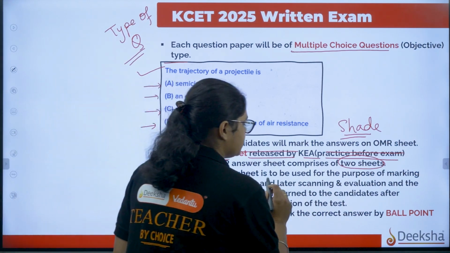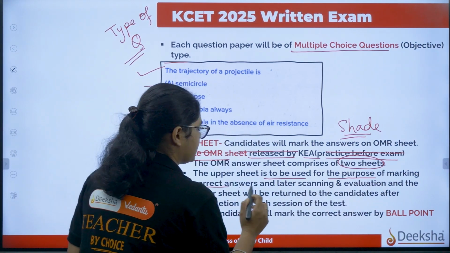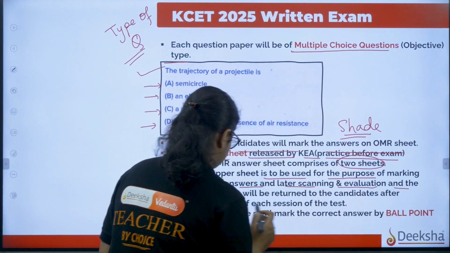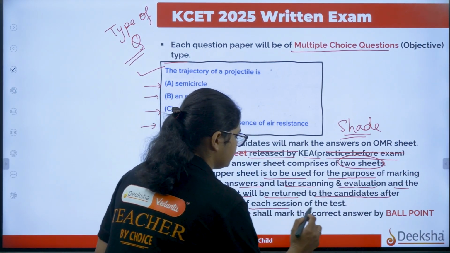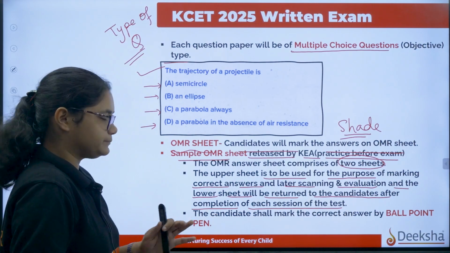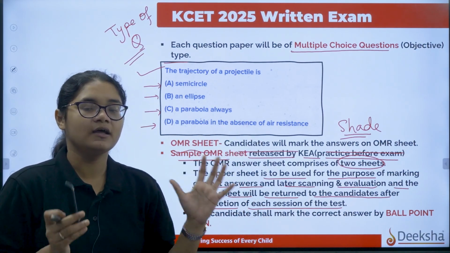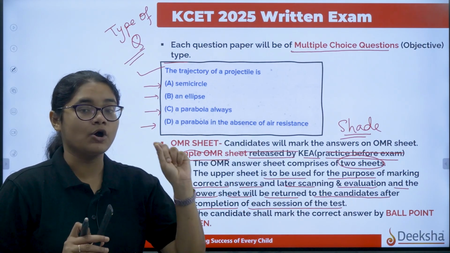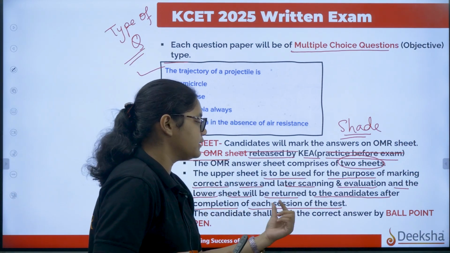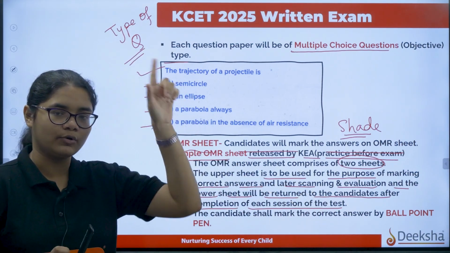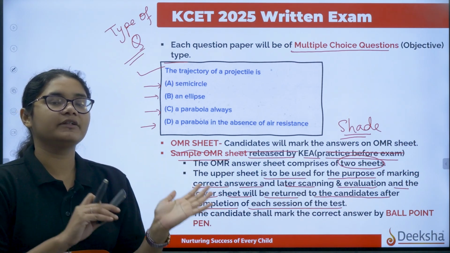The upper sheet is to be used for the purpose of marking correct answers and later scanning and evaluation, and the lower sheet will be returned to the candidates after completion of each session of the test. So in the first sheet, you have to mark or shade your answers. In the second part, whatever is there will be returned to the candidates. That part of the OMR sheet will be returned to you after every exam.